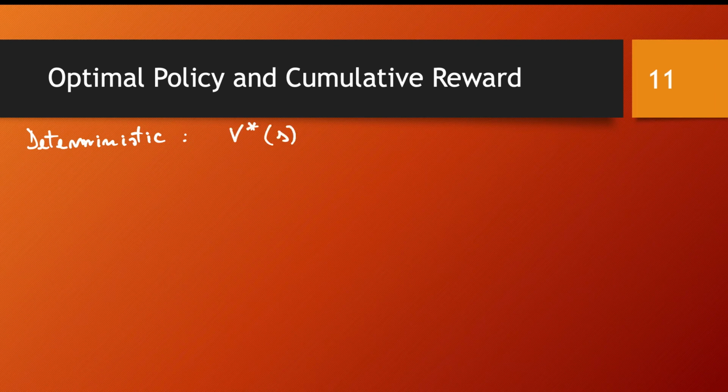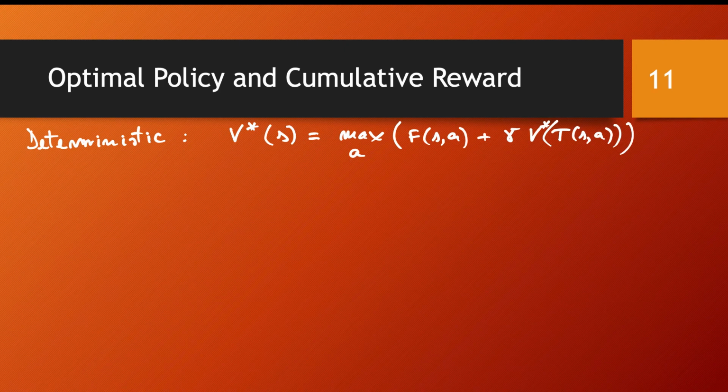The optimal value in state S is simply the maximum over all the actions you may take in the first step. That will give you some reward f of s and a. And then we also have the discount factor, and the next state after that is going to be uniquely determined by this function t, and we simply take the optimal value of this. So it's an optimization function over all the actions over this expression here.